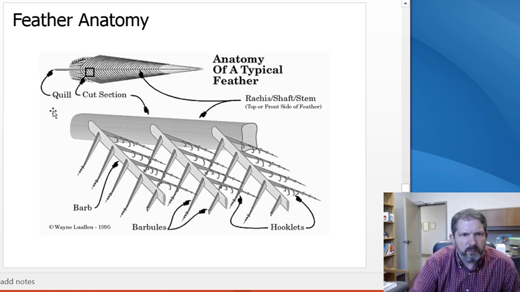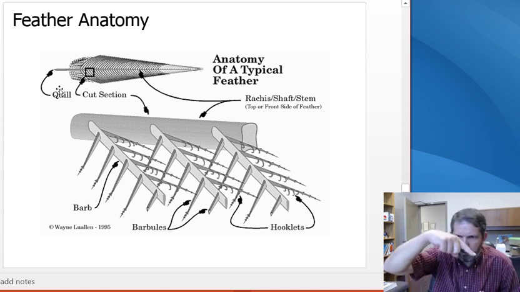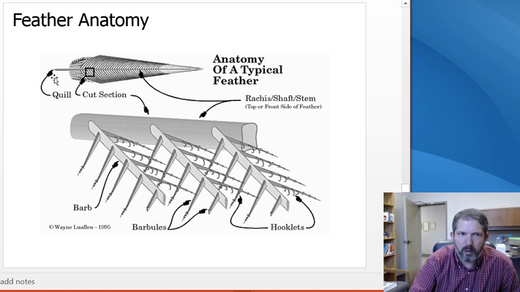Very quick overview of feather anatomy. There's the quill. We used to write with quill pens. Think of the quill pen. The quill is the tip that's inside the bird, and then the shaft runs down the length of the feather, and then coming off of the shaft, you have barbs, and coming off of barbs, you have barbules, and coming off of barbules, you have little tiny hooklets. It's just a branching pattern.